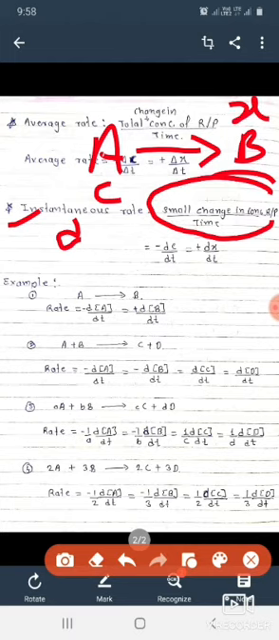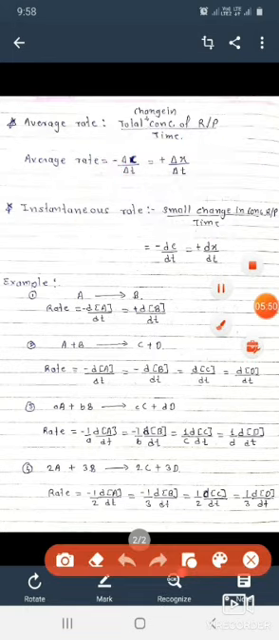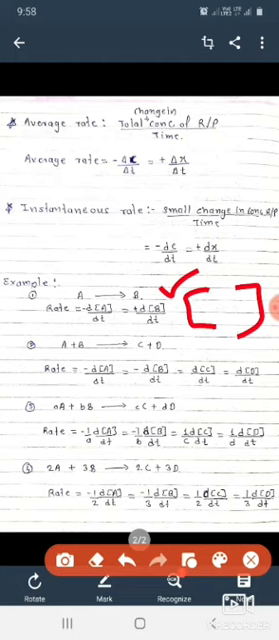Then I will explain some examples related to it. The first example is A is converted into B. Therefore, the rate of the above reaction is equal to minus d concentration of A upon dt, where the square bracket indicates concentration, is equal to plus d concentration of B upon dt.